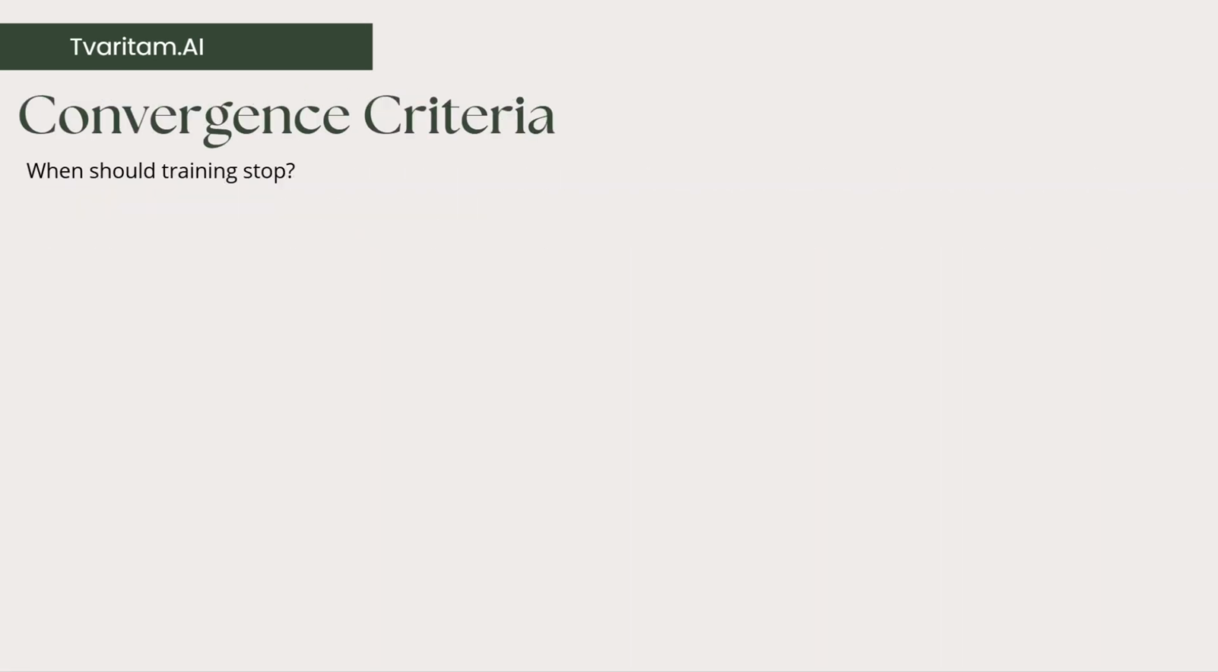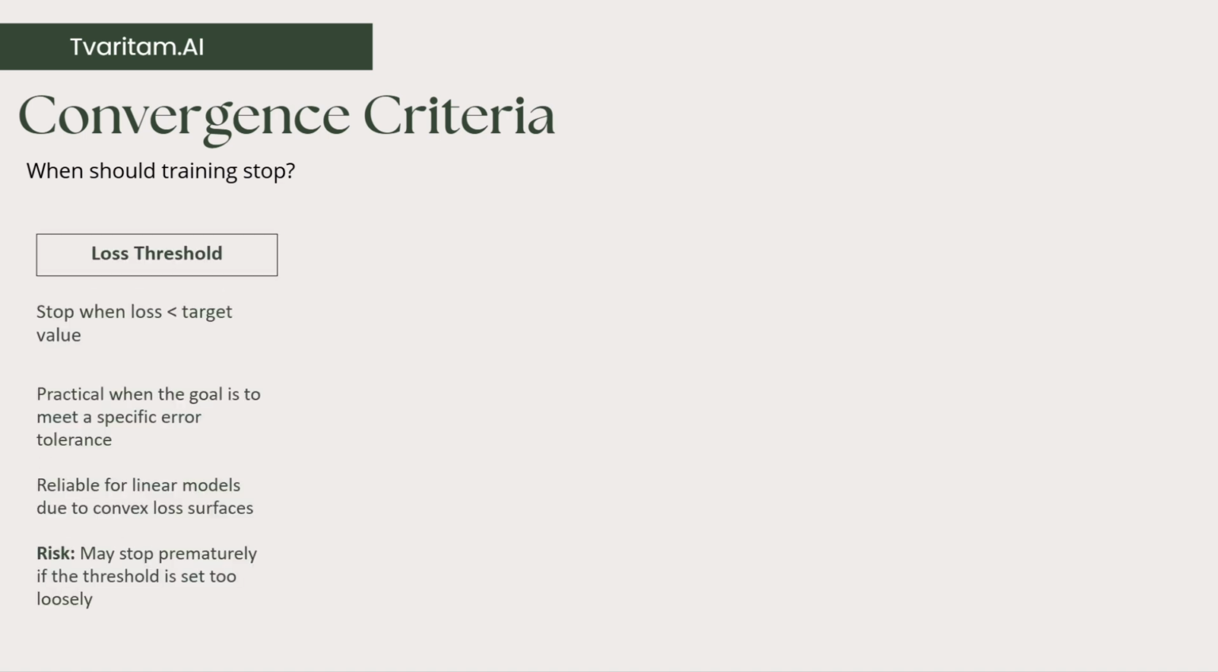Now for convergence criteria, it helps us decide when should we stop training our model. As we don't want our model to keep training forever, at some point we need to decide that it has learned enough. There are few common ways to do this.